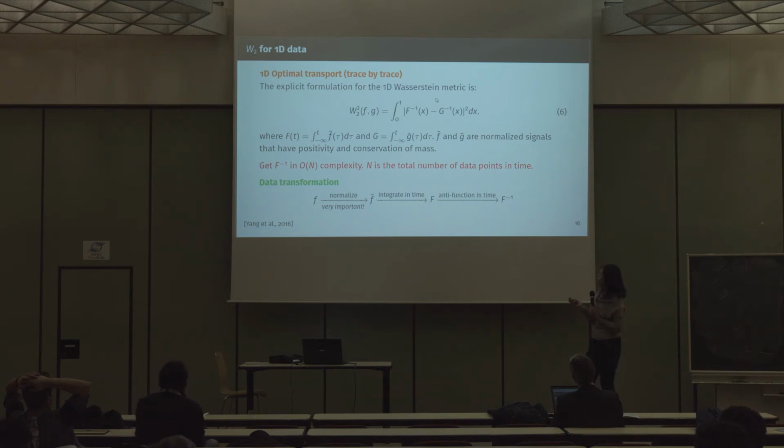So what I do is first I normalize the data to be positive, then I integrate in time, and then I take the inverse function to get the quantile function. So that's basically 3 steps. And these 3 steps are very inexpensive, almost the same speed as computing the L2 norm.